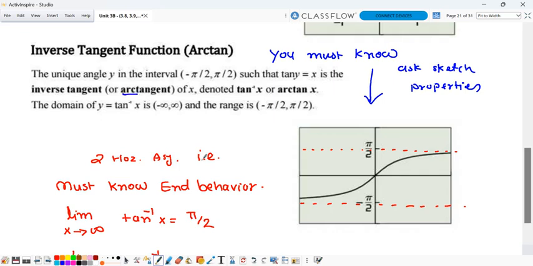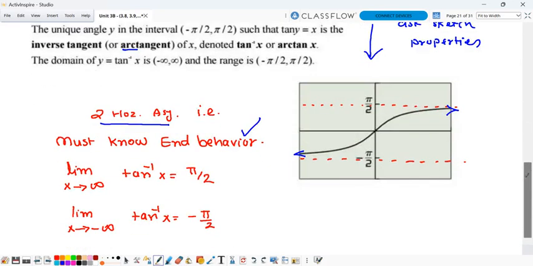Okay, so as usual, arctan, tangent inverse, same. It goes forever in each direction. One more time, there are two horizontal asymptotes. You must know the end behavior of this. End behavior means as x goes to infinity, the limit of tangent inverse levels off at pi over 2. Now notice that this is very similar to cube root, but the cube root goes slowly forever. This graph levels off at pi over 2.